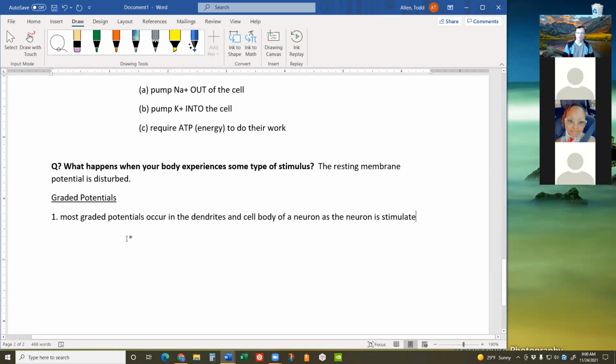Okay. Most graded potentials occur in the dendrites and cell body of a neuron as the neuron is stimulated.